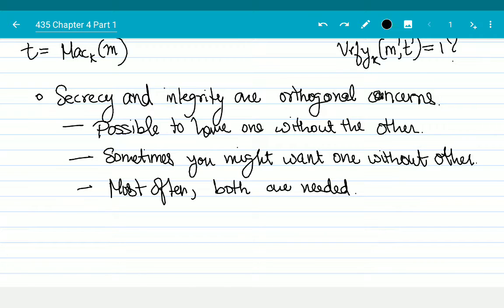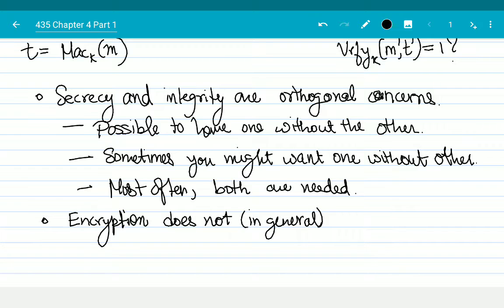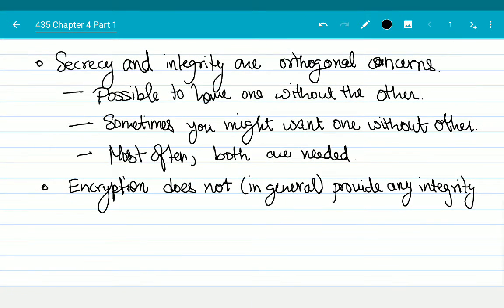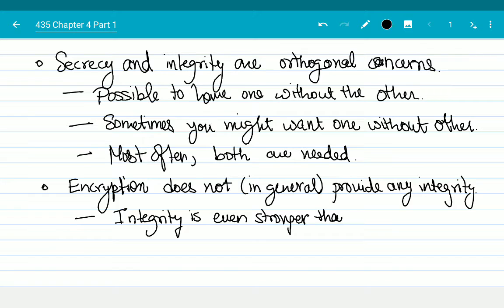So all encryption we have seen so far does not have any integrity. So encryption in general does not provide any integrity. Okay, and if you realize, integrity is actually stronger than non-malleability. Integrity is even stronger than non-malleability.